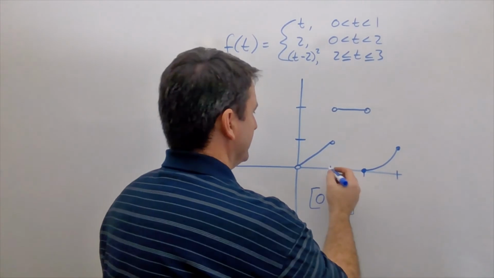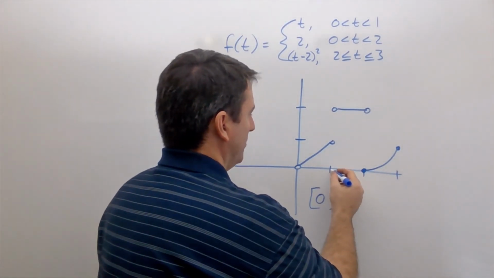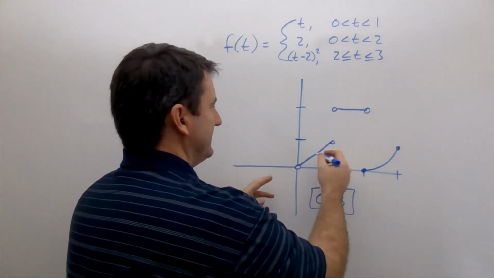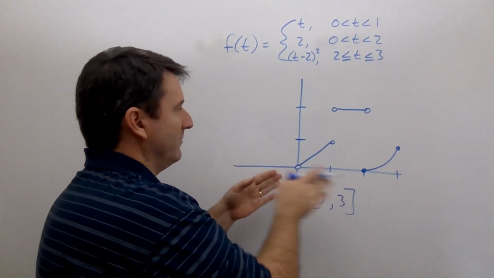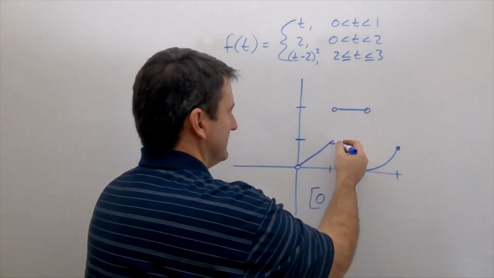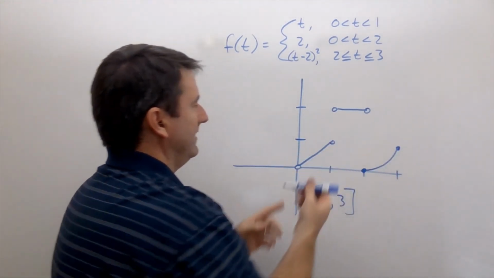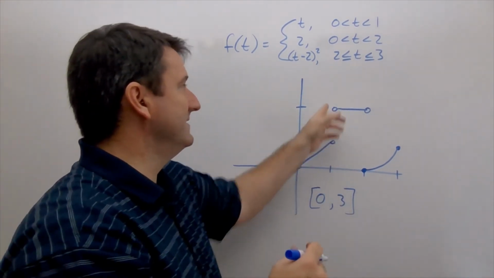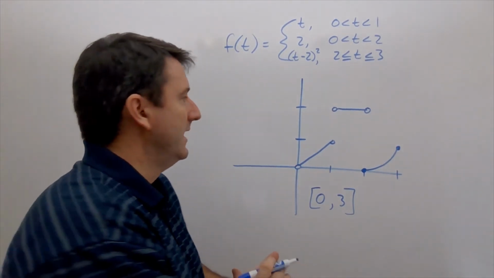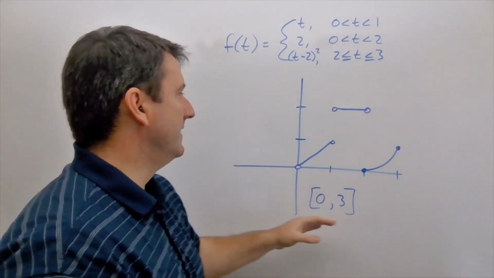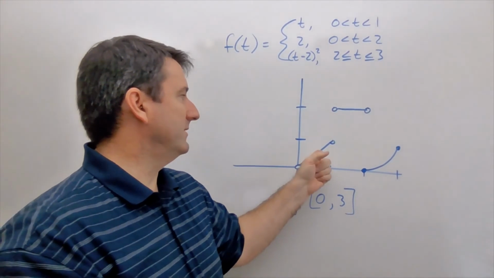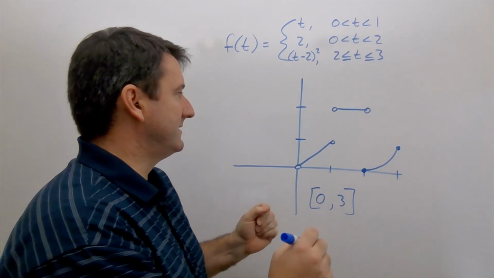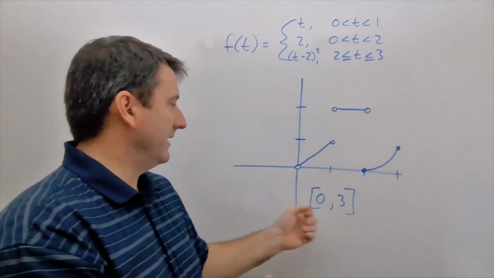So in order for this to be continuous at t equals 1, for example, we can see that the limit as t approaches 1 from the left is 1, and the limit as t approaches 1 from the right is 2. So we would say this is not continuous at t equals 1. But for piecewise continuity, all we care about is that the one-sided limits exist for every point on that interval.